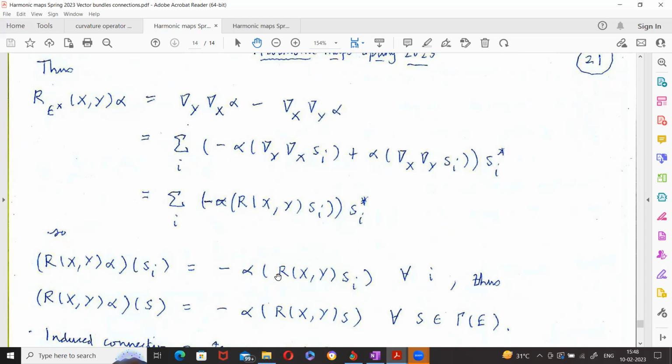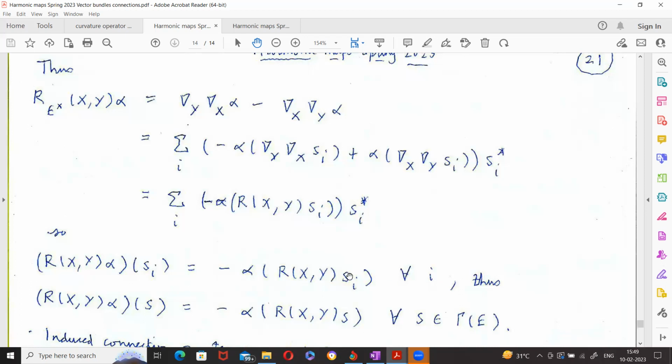Okay, notice R_xy alpha is a section of the dual bundle. This acts on s_i, which is a section of the bundle E, right? So this left-hand side is a scalar. Similarly, the right-hand side is also a scalar, right? This alpha is a section of the dual bundle. It acts on R_xy s_i, which is a section of the bundle, right? To give a scalar. So R_xy alpha applied to s_i is minus alpha of R_xy applied to s_i. This is true for all i.